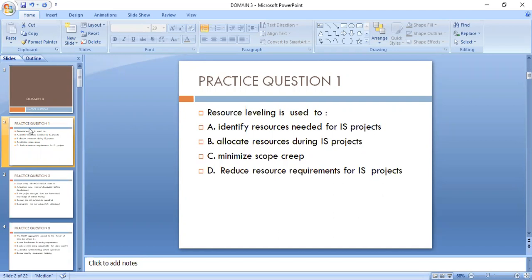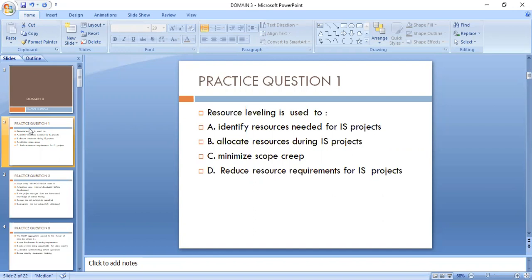Identify resources needed for IS projects. B. Allocate resources during IS projects. C. Minimize scope creep. D. Reduce resource requirements for IS projects. Now, resource leveling is used when we have scarce resources. Resources are limited, so we want to see how we can distribute or allocate the limited resources among the various work packages that we have in the project.